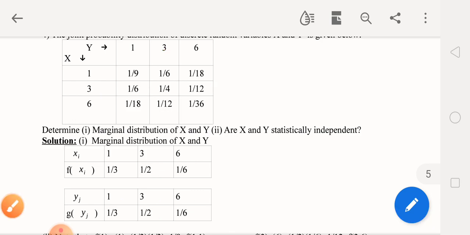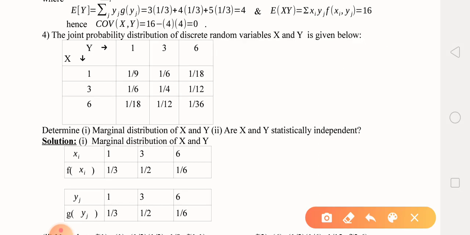Now, the x equal to 6 case is remaining. X equal to 6, y equal to 1. The probability is 1 by 6 into 1 by 3. It is 1 by 18. X equal to 6, y equal to 3. 1 by 6 into 1 by 2. It is 1 by 12. X equal to 6, y equal to 6. 1 by 6 into 1 by 6. It is 1 by 36.